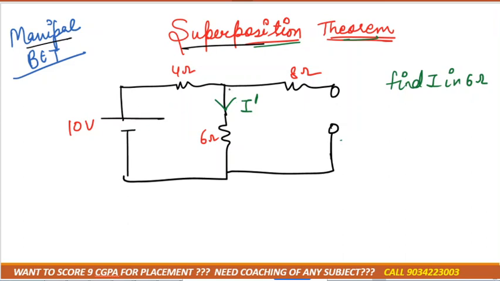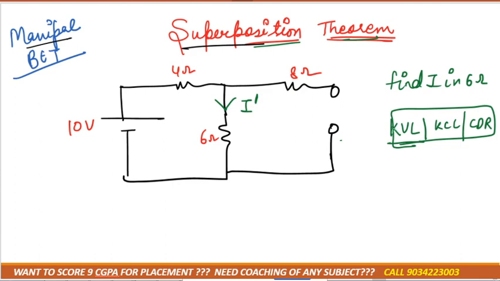Now we have to use either KVL or KCL or the current division rule. You have three options; you can use any one to calculate the current. But in this case, we can't apply the current division rule because it is applicable only to parallel circuits, and here 4 ohm and 6 ohm are connected in series. KCL also we can't apply, because for that we need to take nodes. How many nodes are there in this case? No, because there is only a connection of two wires. If there is a connection of three wires, then we can consider it a node.